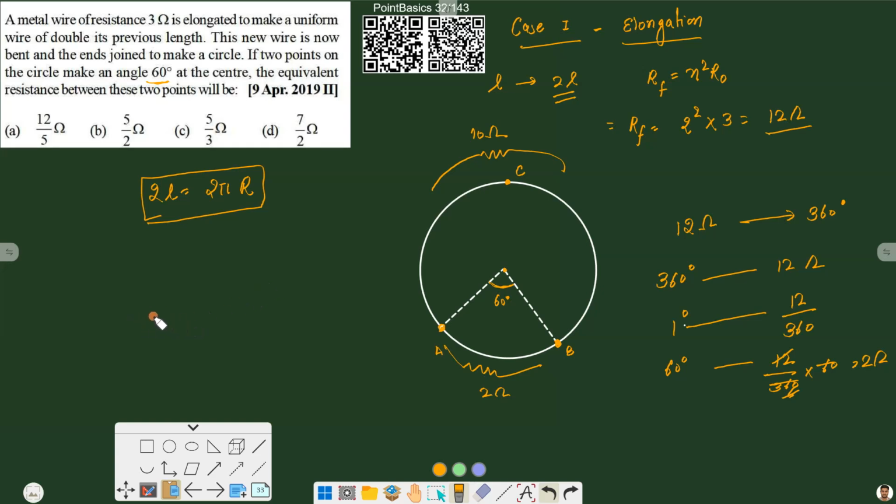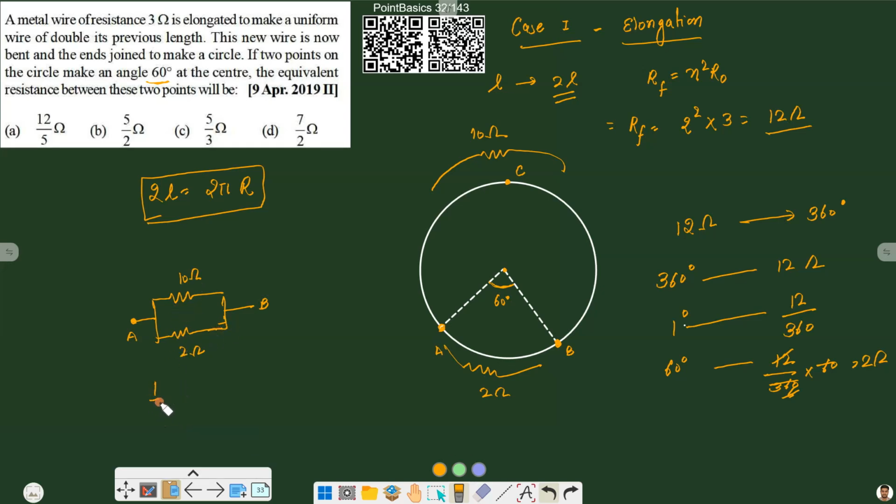Now we can make a parallel combination of both of these. This is point A, we have a 10 ohm resistance here and a 2 ohm resistance here. Both are connected in parallel, and this is point B. Now their parallel combination will give us 1 by 2 plus 1 by 10, LCM 10, so 5 plus 1, 6 by 10, or inverting it, we will get 10 by 6, that will be 5 by 3 ohm. So that will be the final answer. Option C is the right answer. Moving to the next one.